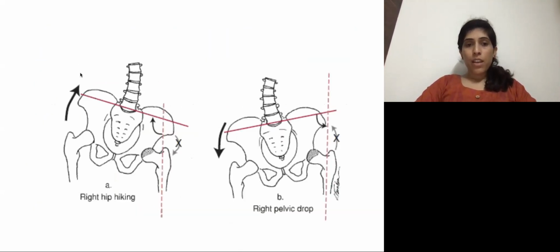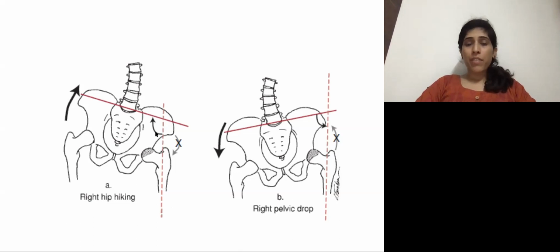So normally, if we are standing or giving weight equally on both the lower extremities, then the horizontal line which passes through both the ASIS will be in the same line, and one line which is passing from the femur. Okay, so here this angle is formed.